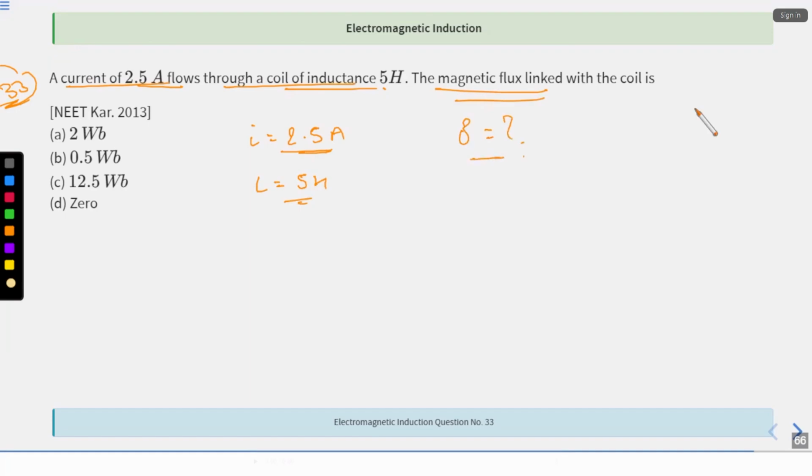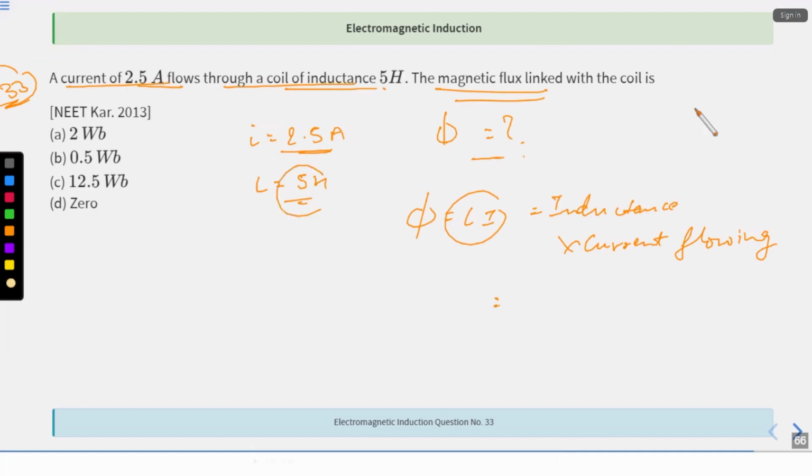Not B, sorry, magnetic flux. So it would be phi. So what is phi they're asking me? Again, a very simple question actually. Phi equals L into I, inductance into current flowing through the wire. Inductance is given to me as 5 Henries. Current is 2.5 amperes. So you will get 12.5 Weber.